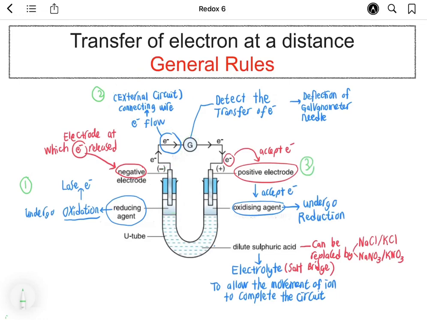So the third step, the electron will be accepted by the oxidizing agent, and this oxidizing agent will undergo reduction by accepting electron. So let's summarize that. Reducing agent undergoes oxidation by losing electron. This electron flows through the circuit, and the oxidizing agent accepts the electron and undergoes reduction.